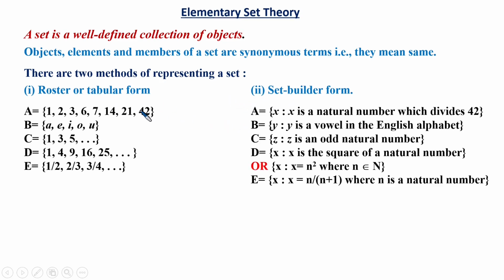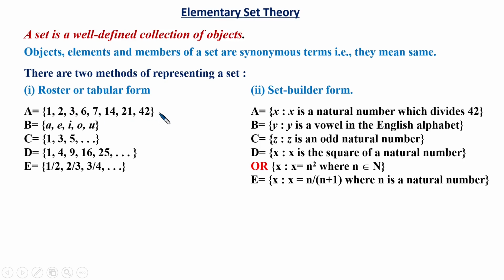So what is this roster form? I can label a set with capital letters, and the elements or objects, these are called the elements or objects or members of the set. I include them in curly brackets, separated by commas. So these are all numbers which are divisible by 42, and here set B is a set of all vowels, and here set C is a set of all odd numbers. So this you have written in the form of a row or tabular form, and in the set builder form you write a statement.